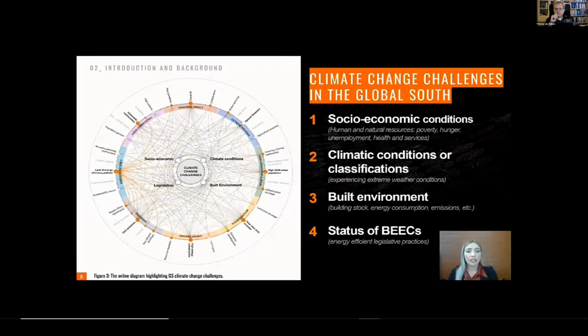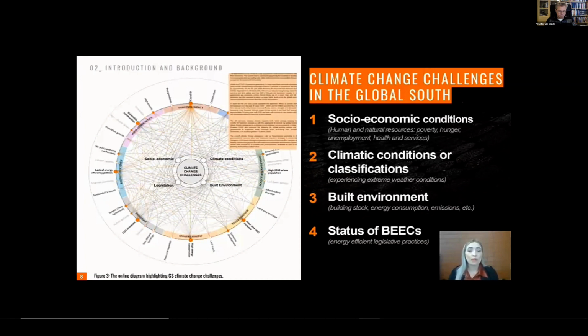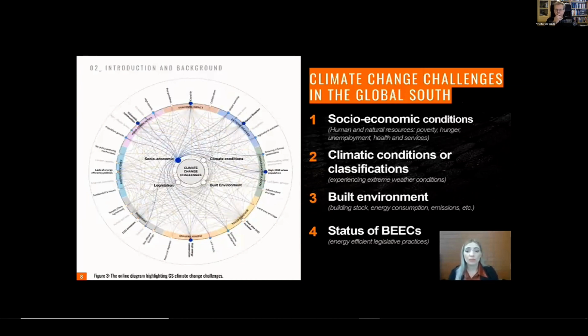The diagram here on the left summarizes the significant challenges of the built environment. Firstly, looking at the socioeconomic conditions of each of these countries, the climatic conditions as per the Köppen-Geiger map, and the different sectors of the built environment: the energy sector, the actual building stock or the emissions, and also asking what is the status of building energy codes or related policies in the Global South. The diagram also indicates the complex relationships and connections between these challenges and the Global South.